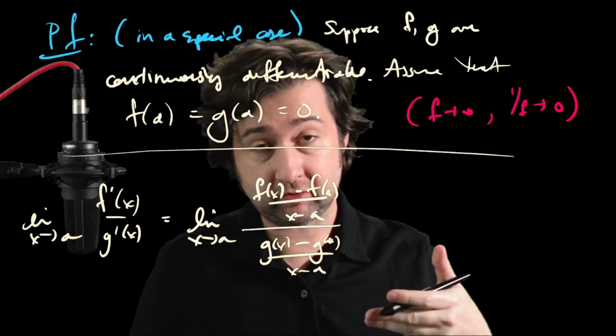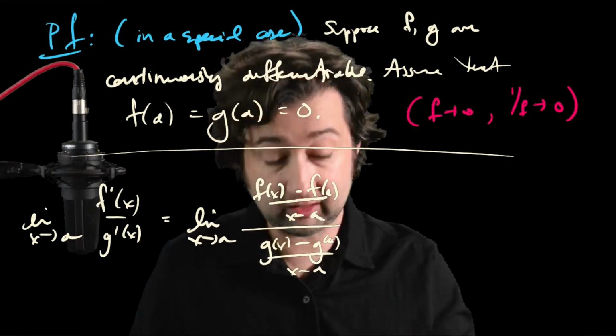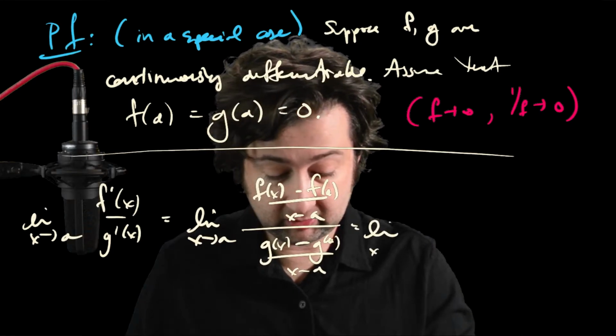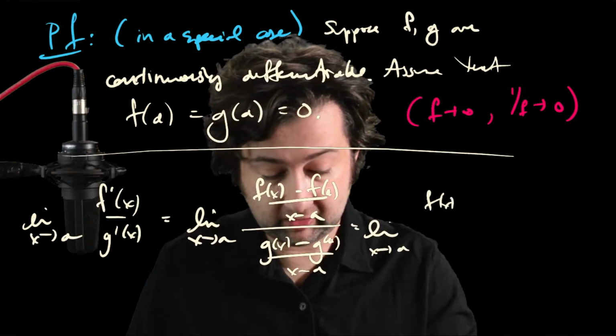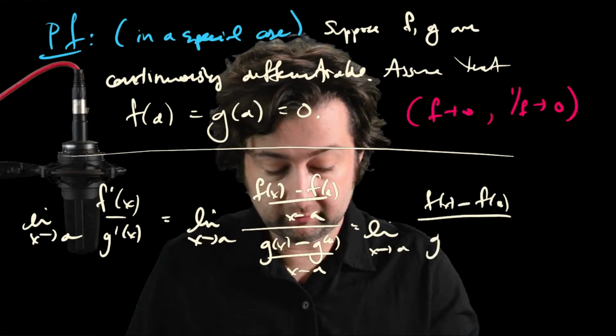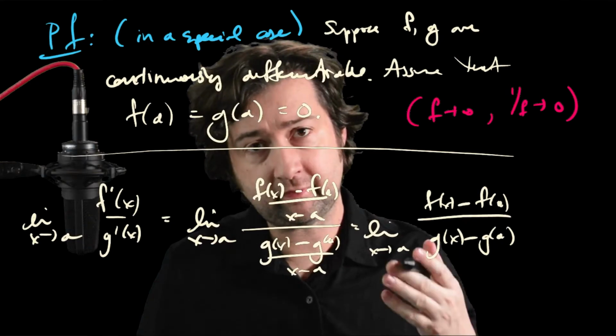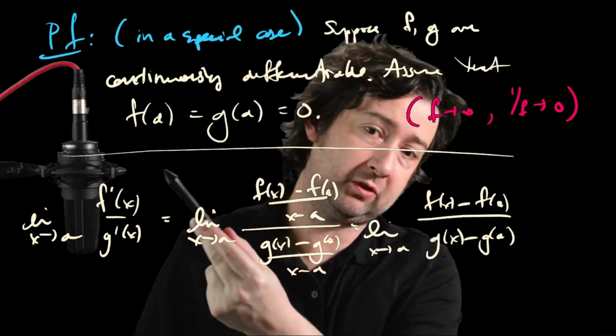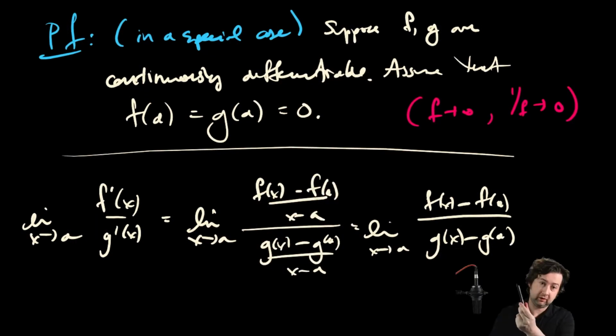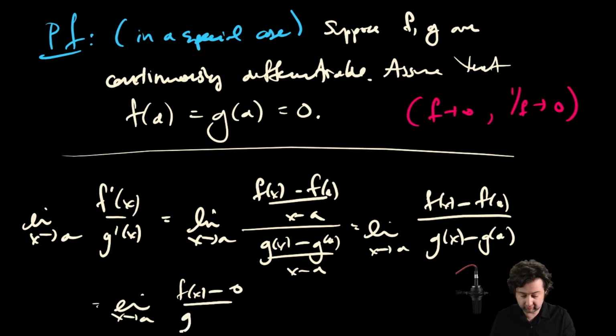Now, if I invert the denominator and multiply through, the x minus a's will cancel, and this turns into the limit as x goes to a of f of x minus f of a over g of x minus g of a. But g of a and f of a were both 0 by assumption. We made the assumption that f and g were both 0 here. And so that means that we could write down that this is equal to the limit as x goes to a of f of x minus 0 over g of x minus 0, which is the limit as x goes to a of f of x over g of x.